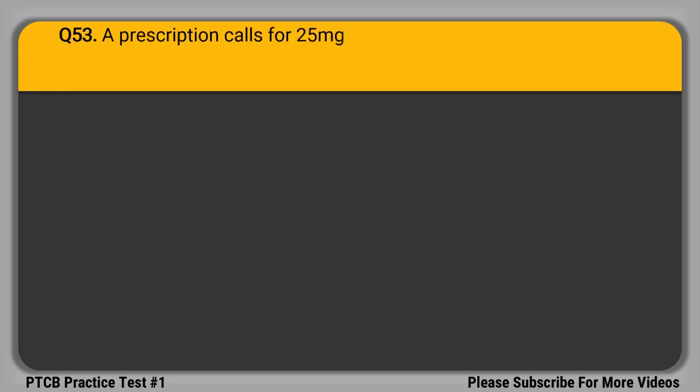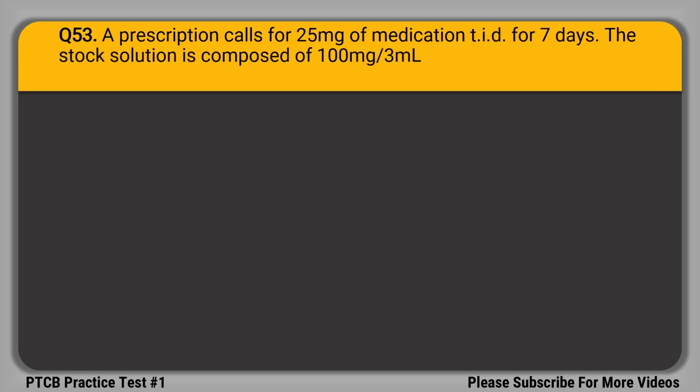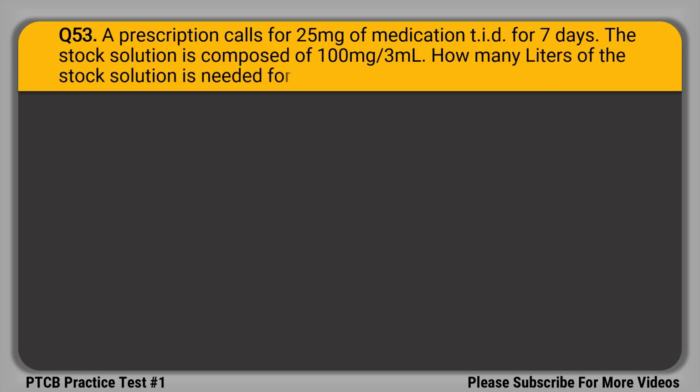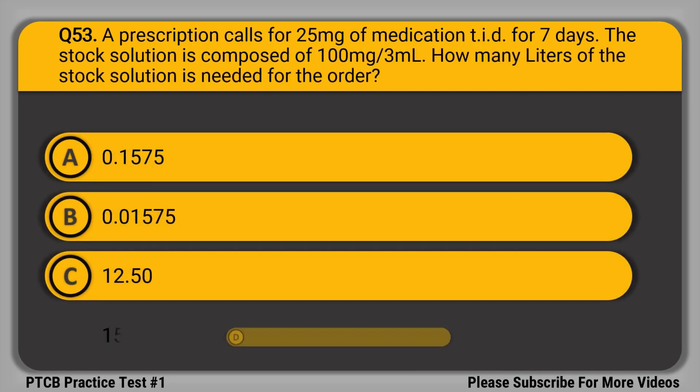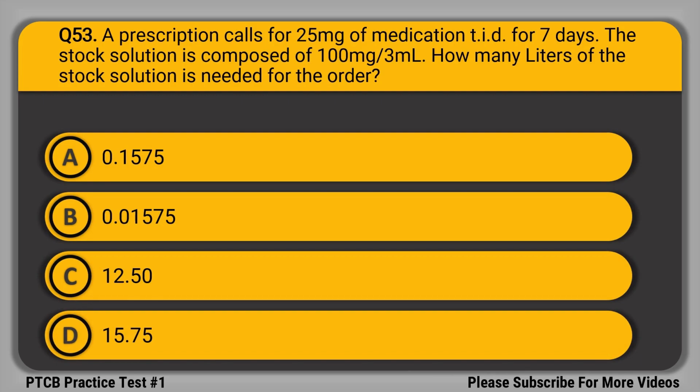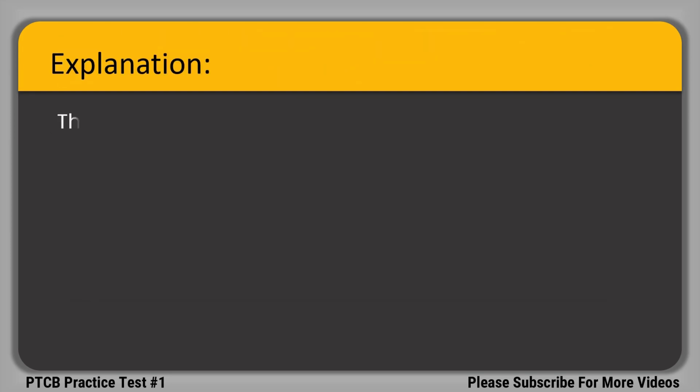Question 53. A prescription calls for 25 milligrams of medication, TID, for 7 days. The stock solution is composed of 100 milligrams per 3 milliliters. How many liters of the stock solution is needed for the order? A. 0.1575. B. 0.01575. C. 12.50. D. 15.75. B. 0.01575. The abbreviation TID means 3 times a day.